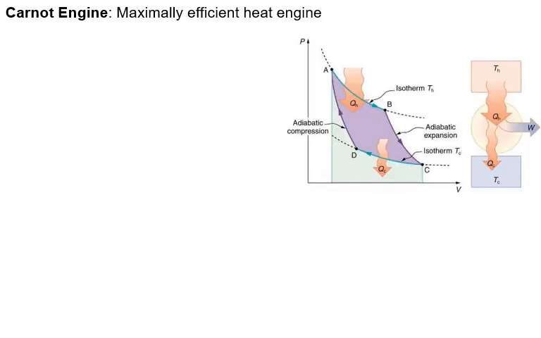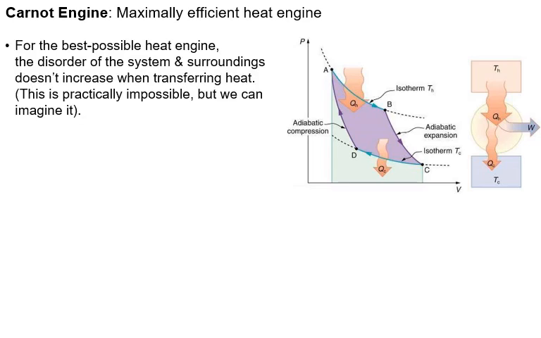So let's treat this theoretical but extremely useful case called the Carnot engine. This is our maximally efficient heat engine, and it's pictured on the right here on our PV diagram. If we start out at A, we have an isothermal expansion, then an adiabatic expansion, and then an isothermal compression, and then an adiabatic compression. So this is the best possible heat engine.